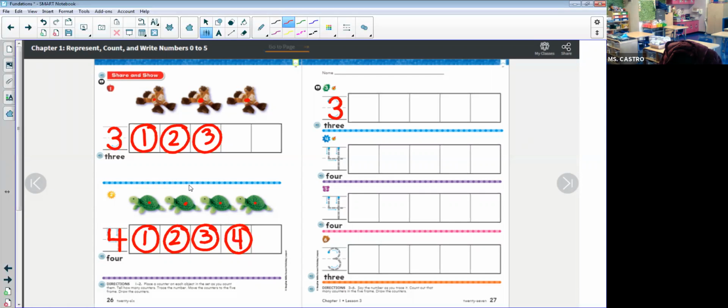So if we have the number 3, that means that we have to make 3 circles in the 5 frame, starting with the first box. 1, 2, 3. Okay?